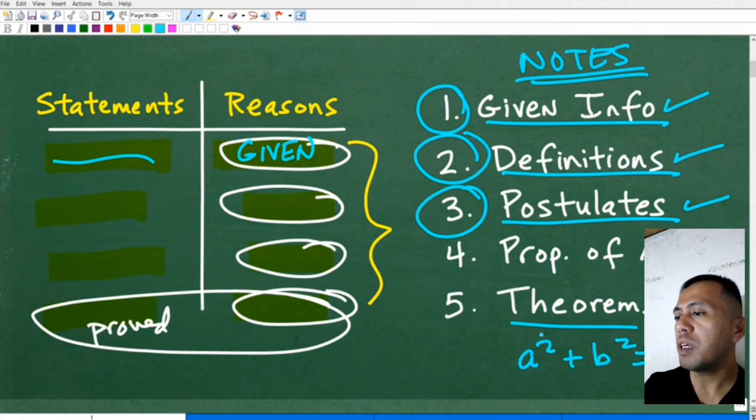First, given information: information provided in the problem, like angle 1 is congruent to angle 3. The second is the definition: the precise definition of geometric concepts. These are just examples. As you get more familiar with proofs, you'll see how these reasons come into play.